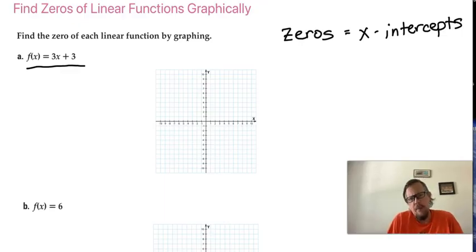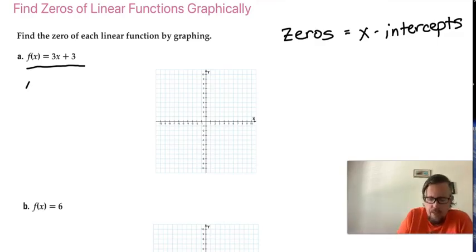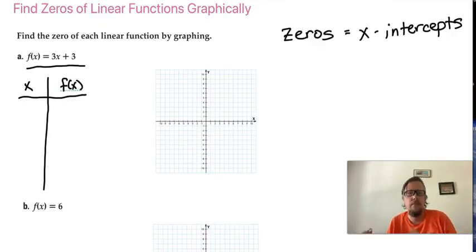And just like any time that we've graphed so far, we find a few points on the graph, plot them on the Cartesian plane, and then connect the points with a line. So instead of making an x and y column, we're going to make an x and f of x column. F of x and y mean the same thing. The y coordinate and f of x are interchangeable. So we can choose whatever we want for our x values here. We're just going to plug them into the equation.